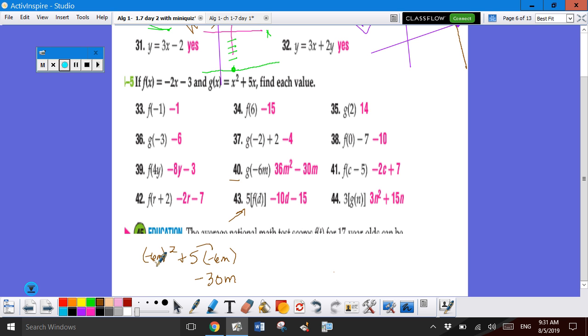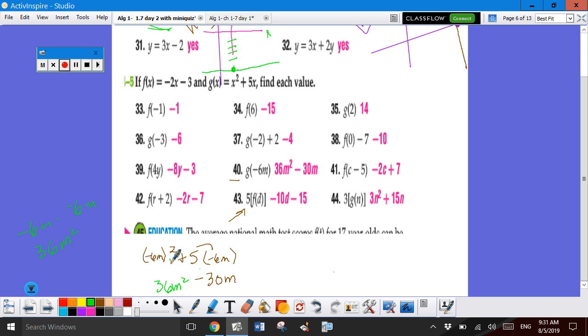Now here, -6m squared, that is -6m times -6m. Well, -6 times -6, that's 36. Well, m and m, I have 2m, so that is an m squared. Okay, that is an m squared. So this is then 36m squared minus 30m.